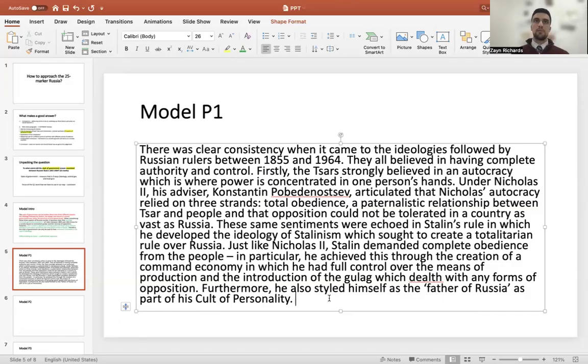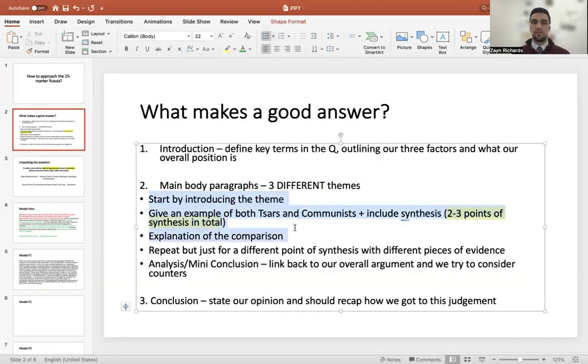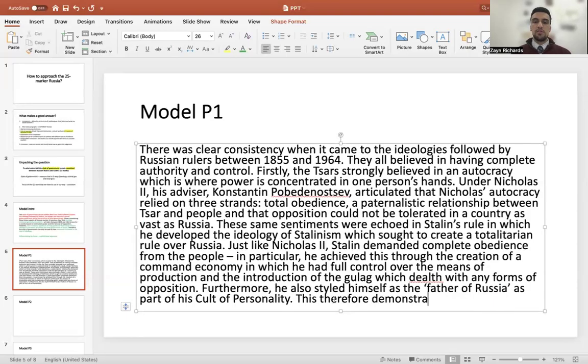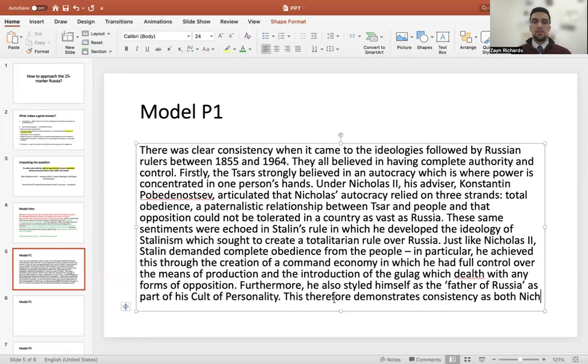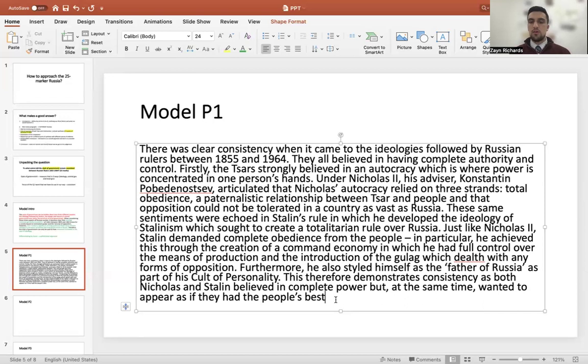I'm now going to move into my second point. No, I'm not going to do that. So at the moment, I have done the following things. I've done that first bit. I now need to explain. So I'm then going to say this, therefore, demonstrates consistency as both Nicholas and Stalin believed in complete power, but at the same time wanted to appear as if they had the people's best interests at heart.